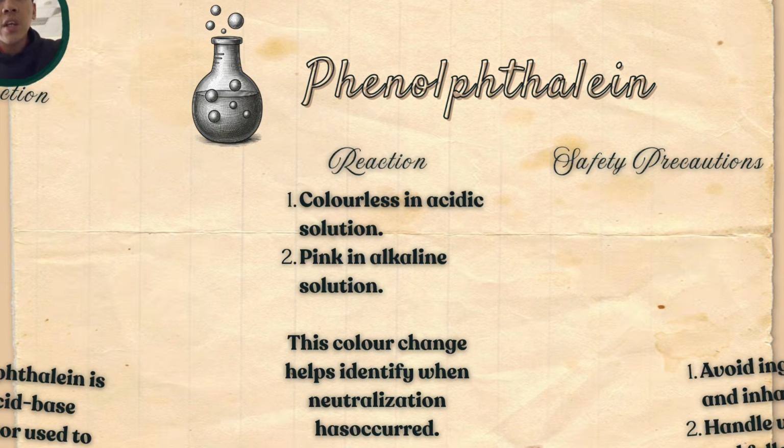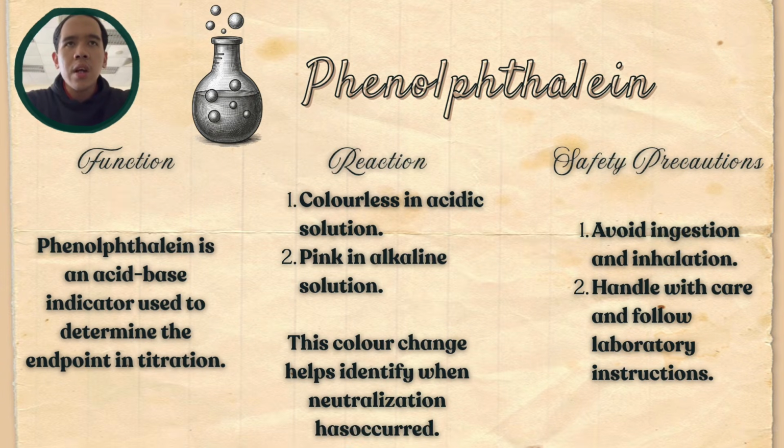The third reagent is phenolphthalein. Phenolphthalein is an acid-base indicator that is mainly used in titration experiments. Its function is to indicate the endpoint of a neutralization reaction through a color change. In acidic solutions, phenolphthalein is colorless. However, in alkaline solutions, it changes to a pink color. This color change helps determine when the acid and alkali have completely reacted.